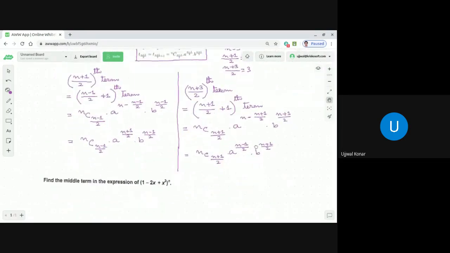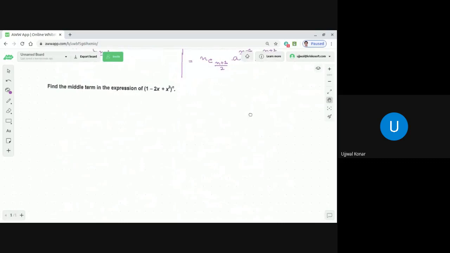Why am I saying so? Because you need to apply this formula here. Suppose the first question you see: find the middle term in the expansion of 1 minus 2x plus x square power n. Apparently you'd think, sir, I know a plus b power n, but here you are giving three terms inside, 1 minus 2x plus x square power n. But do you have any idea how you can convert it to two terms inside? Any idea from anyone?